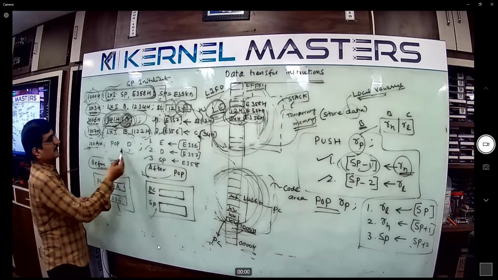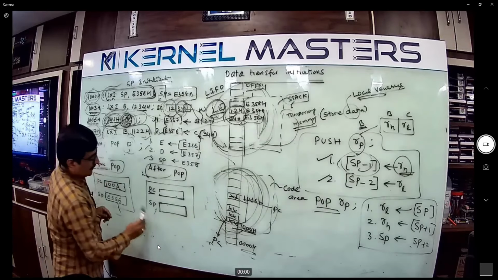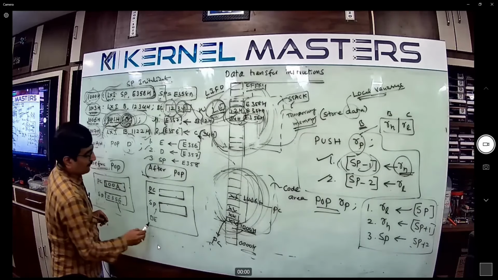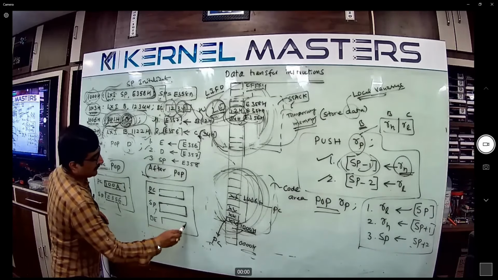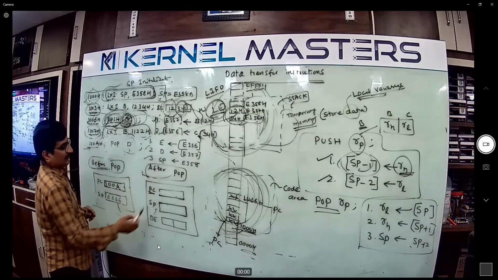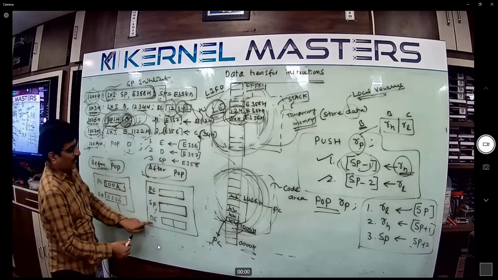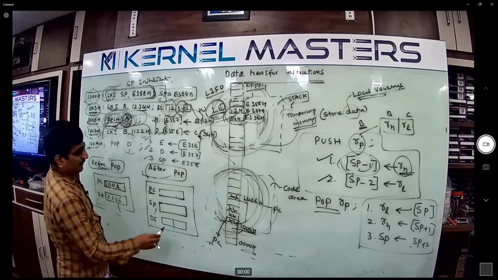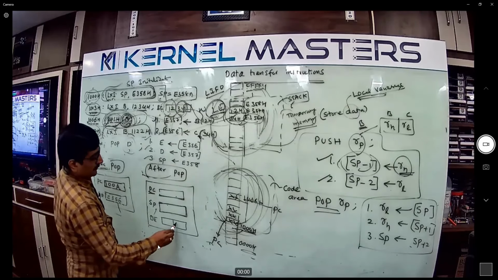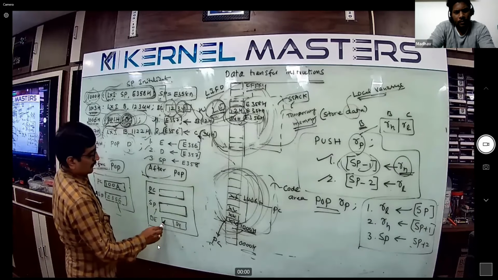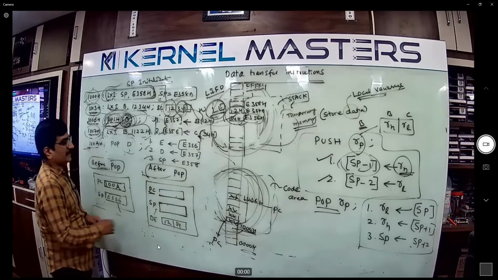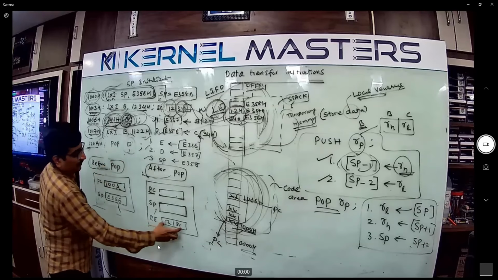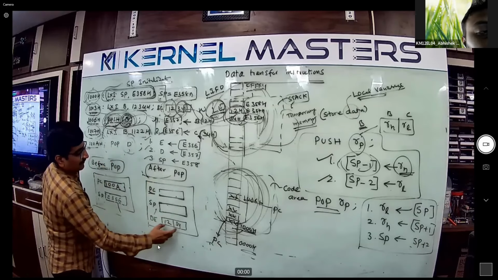The three steps are completed. So, what is the DE content? Before it was push D, now pop D. What is the DE content after pop? Is it the contents of 56 and 57? No. What is the DE content? D is 34. Before pop, DE content was 12, after pop it is 34. What is the DE content? 3 4 whole.